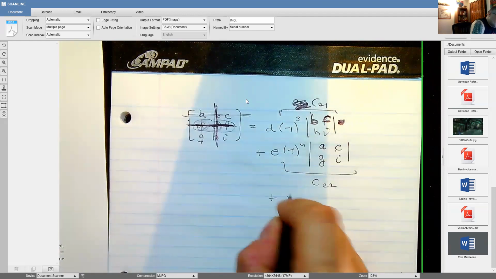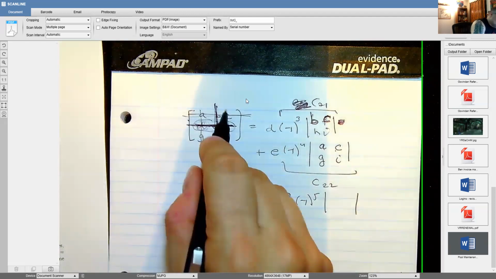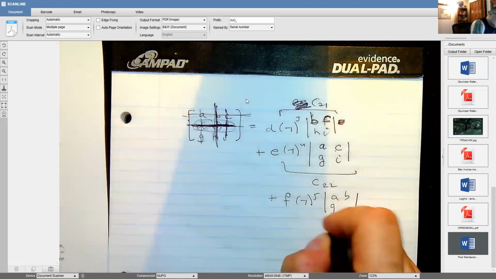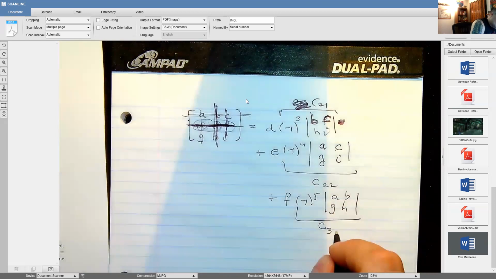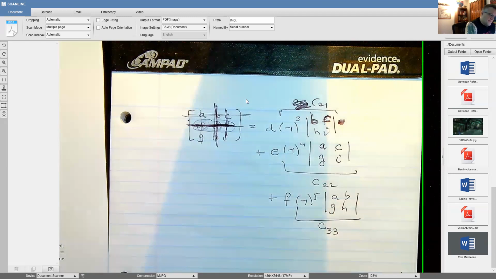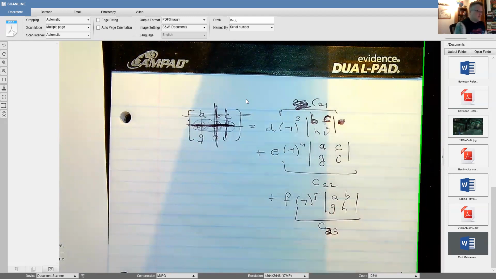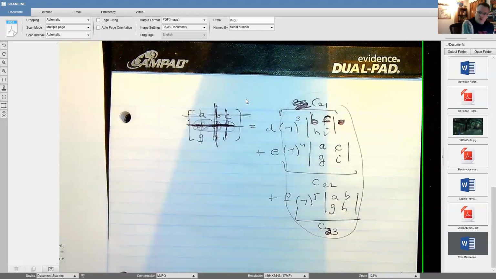And then you add the third one, F times -1 to the fifth, times the row and column containing that guy, which is ABGH. All right, and so this is C23, third row, third column, 3, 3. All right, I think, right? No, second row. Geez, off today. Second row, third column. Okay, and so these cofactors are really what's helping you compute the determinant, right?